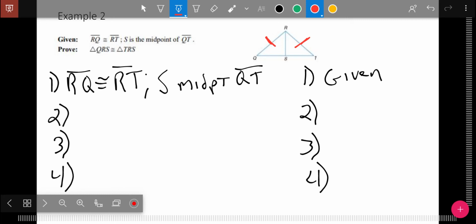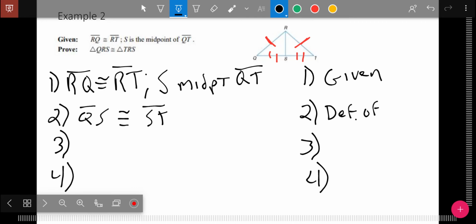Remember, the next 2 questions I want to ask myself are, what is the given telling me, how does the given help me, and is there anything I'm expected just to see? The given tells me S is the midpoint. Midpoint means it bisects or splits it into 2 equal parts. And so QS and ST must be equal. So let's mark that. And then let's say it down here: segment QS is congruent to segment ST, or TS, by definition of midpoint.